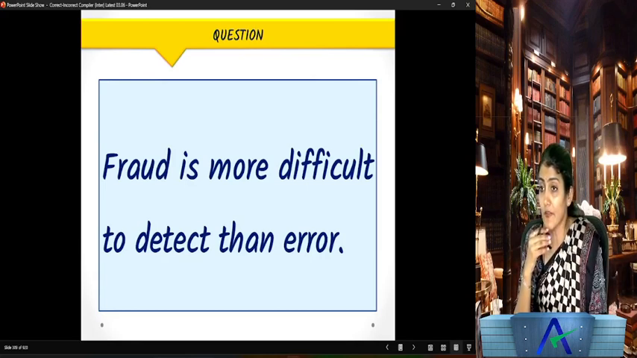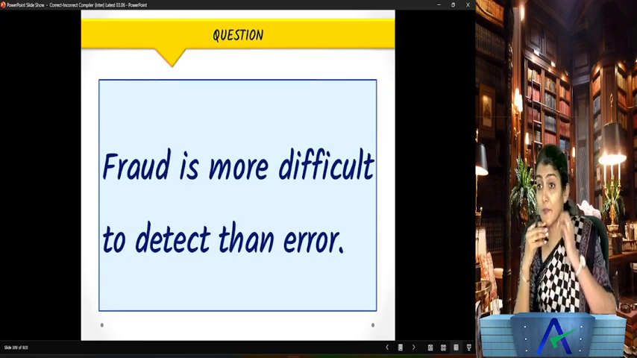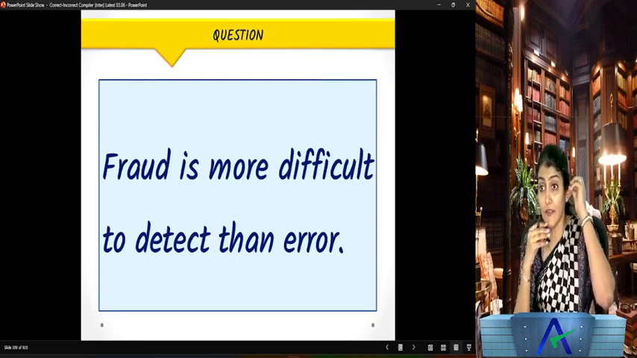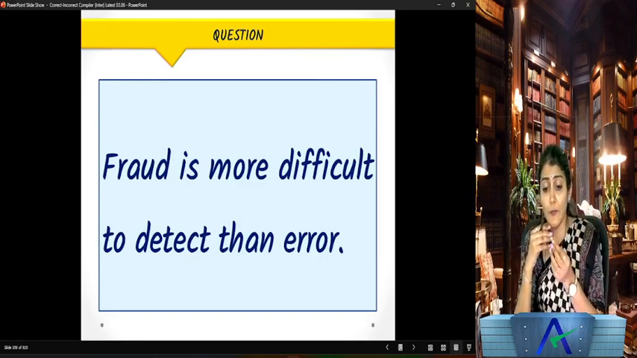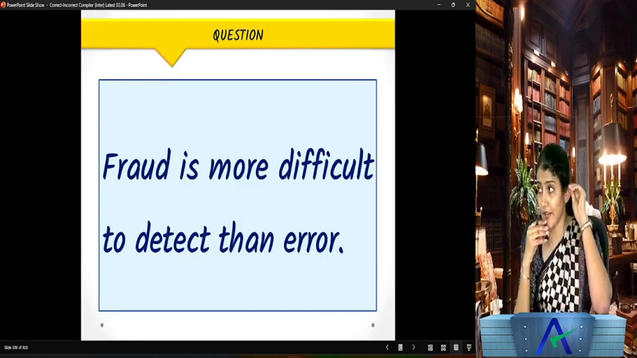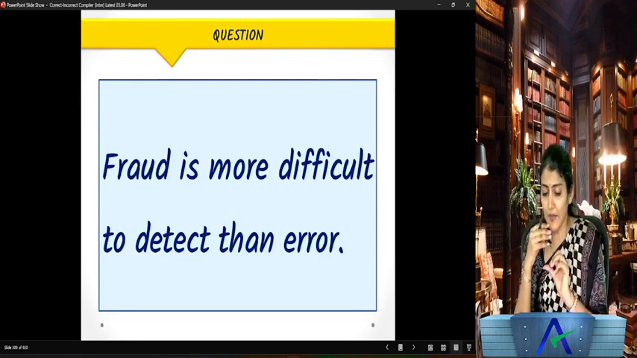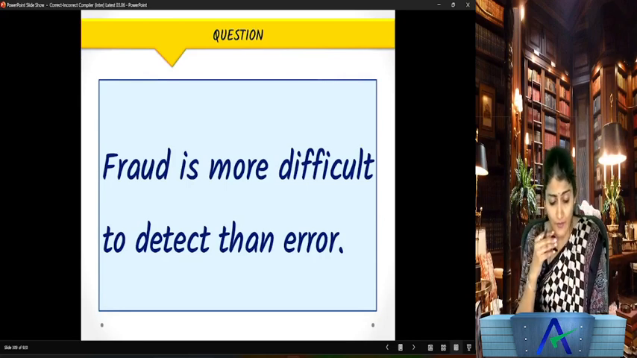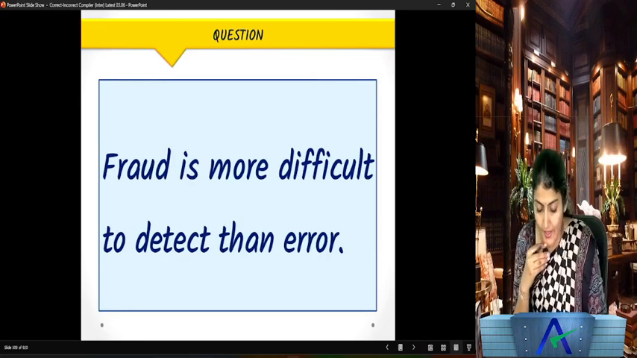Fraud is more difficult to detect than error because fraud involves sophisticated and carefully organized schemes designed to conceal it, such as forgery, then deliberate failure to record the transactions, then the intentional misrepresentations being made to the auditor. And fraud is even more difficult to detect when accompanied by collusion among the employees.